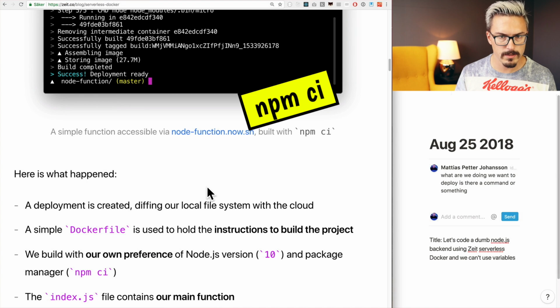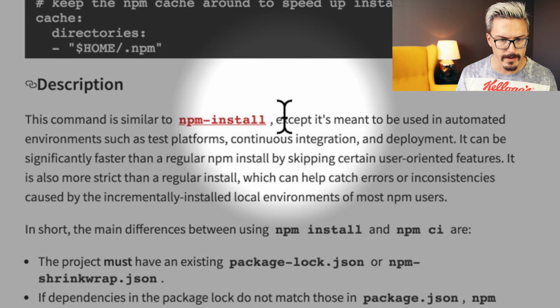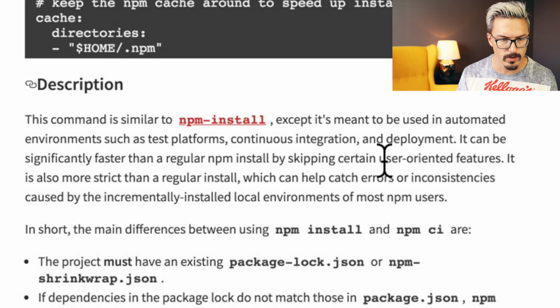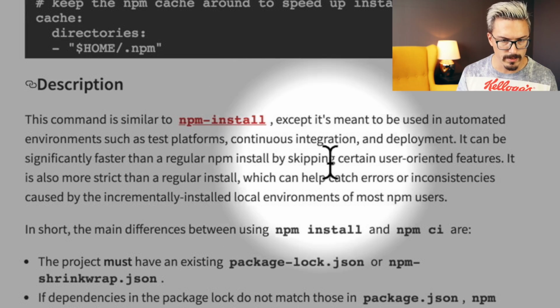Don't know what npm CI means. npm CI, similar to npm install, except that it's meant to be used in automated environments such as test platform, continuous integration, and deployment. It can be significantly faster than a regular npm install by skipping. Yes, all right, it's good.